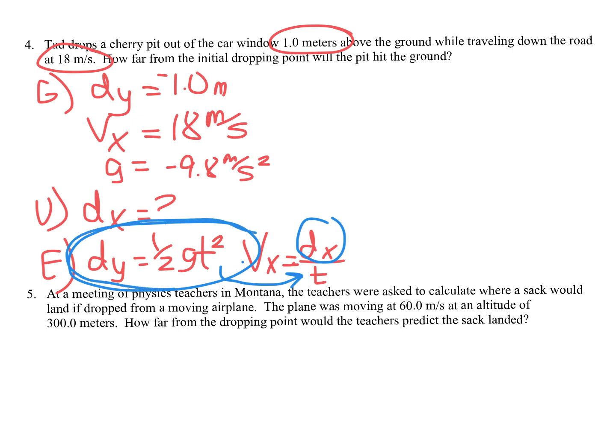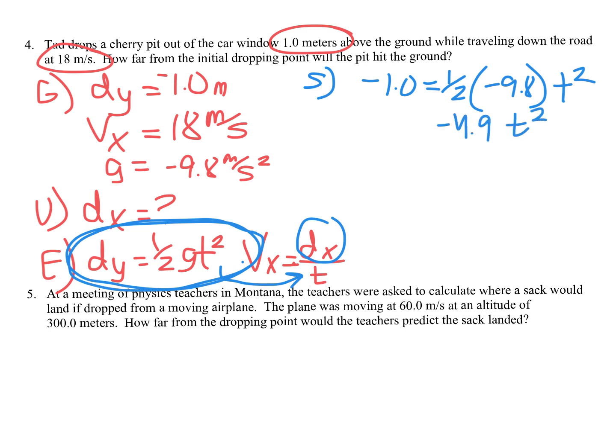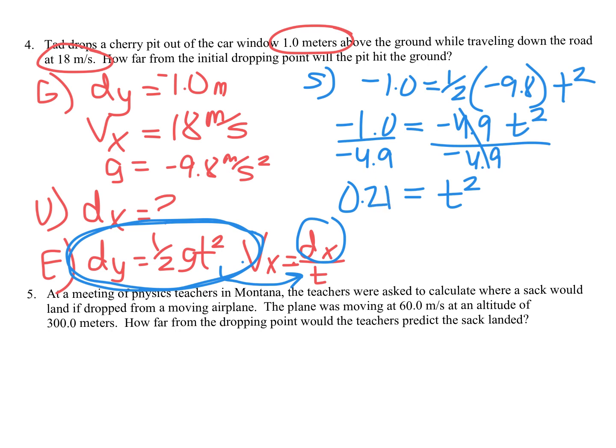So I'm going to have to do two equations again. No problem. Let's start with this equation. My dy is negative 1.0, equals 1/2 times gravity, negative 9.8, times t squared. Now we know 1/2 times negative 9.8 is negative 4.9. You've probably run into that so much you've memorized that. I am going to divide by negative 4.9 on both sides because I want to get t squared all alone. Negative 1 divided by negative 4.9 ends up being about 0.21.